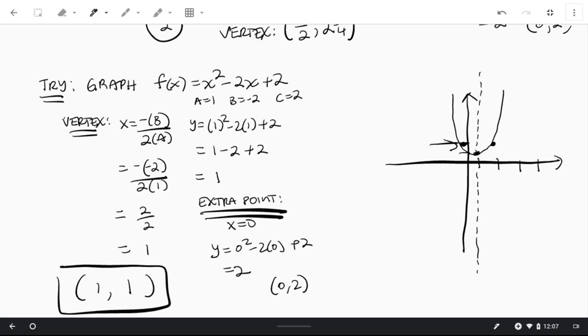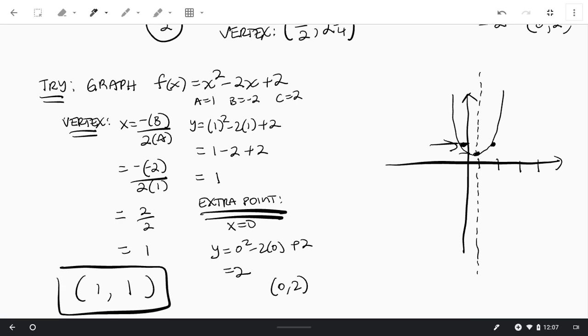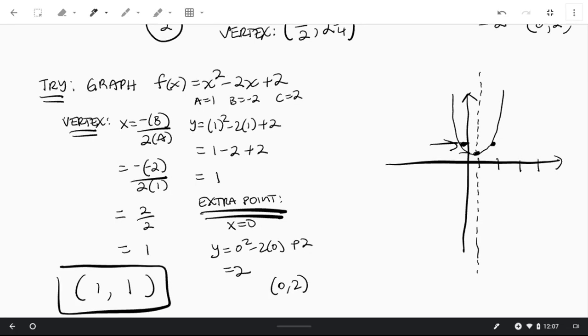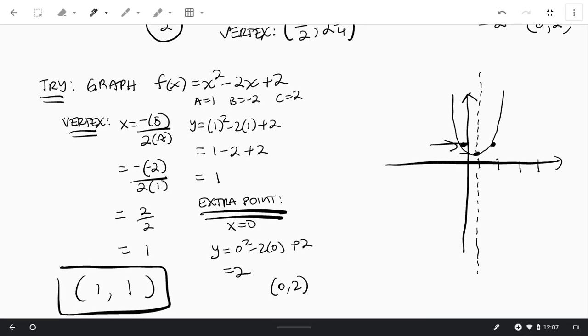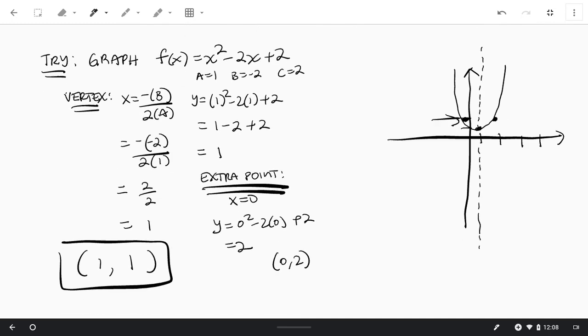Okay, so hopefully this is the graph that you got. Hopefully you got (1, 1) for the vertex, and maybe you got (0, 2) for your extra point. If you chose a different x value, then of course you'll get a different point. But if you chose 0 for x, then you should have gotten 2 for y, and this is the graph you should have. And you should have all 3 of those points. Again, if you have any questions, make sure you text me or email me.